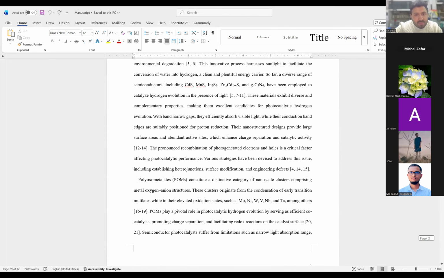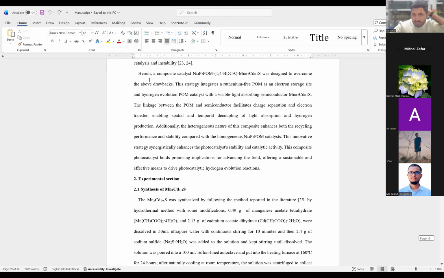So we will move to the last paragraph in this. We have told that here, in the composite catalyst, we are giving a brief introduction of our topic, of the research that we have done in this paper. We have told about the main catalyst we have used.